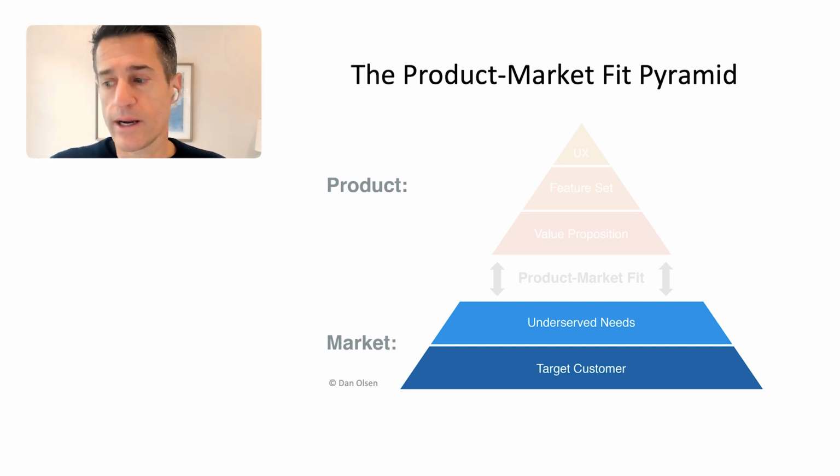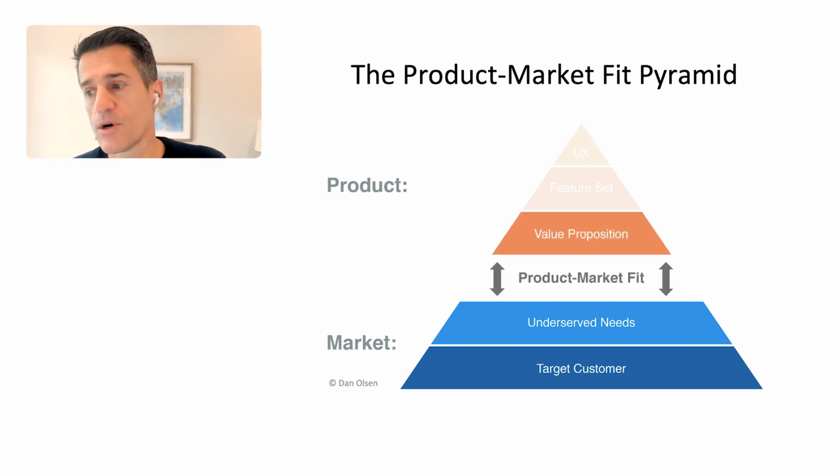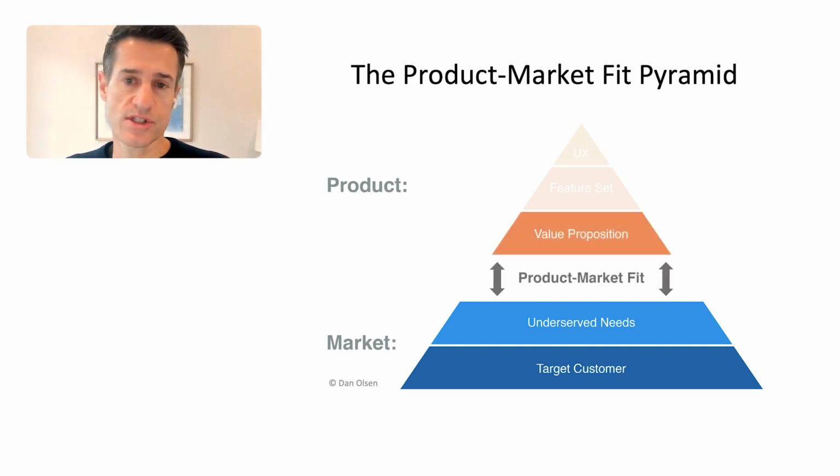Taken together, those 2 layers, the target customer and the underserved needs, are the market part of the product market fit pyramid, right? And if you look in an economics or marketing textbook, it'll say a market is a group of people that share a set of common needs. The product layers that live above that start with value proposition. In an ideal world, your value proposition is tightly coupled to those underserved needs that you're hoping to address, and you're doing a good job addressing them. But we don't know yet, so we leave a gap there.